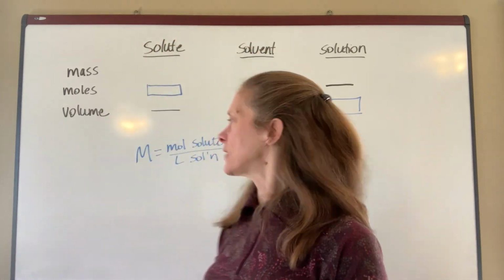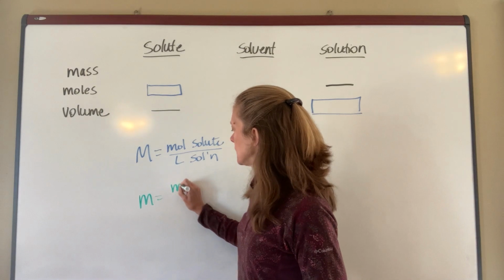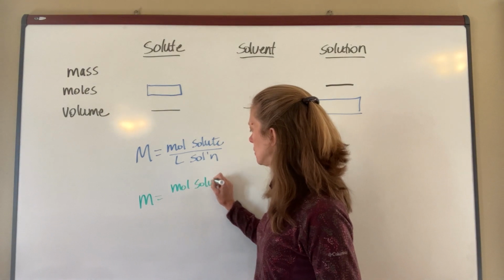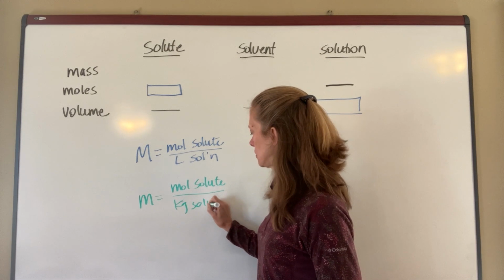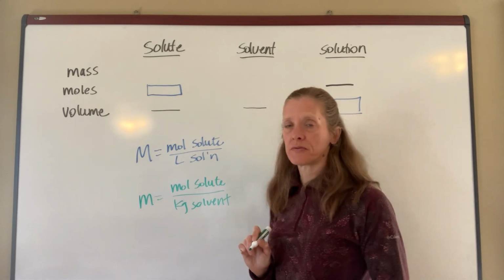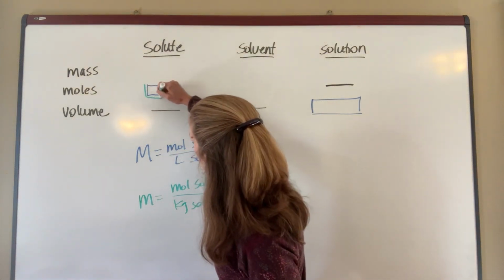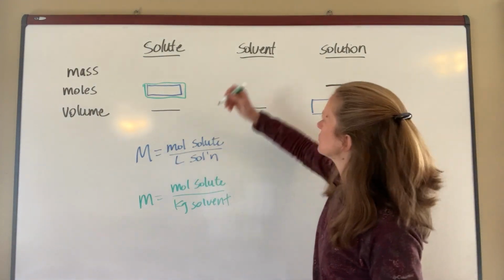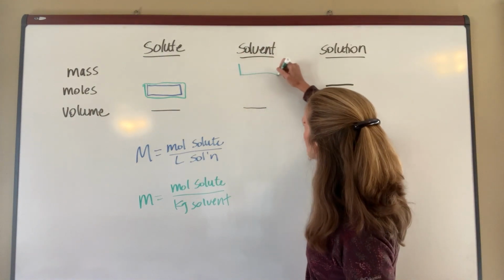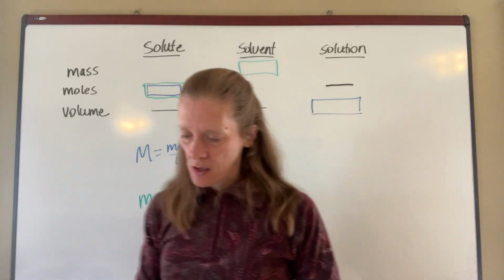How about if I look at molality? Well, I know that molality is the number of moles of solute per kilograms of solvent. So where are those located on my table? Well, once again, here's my moles of solute. My kilograms of solvent, that's going to be mass. So that's going to be up here.